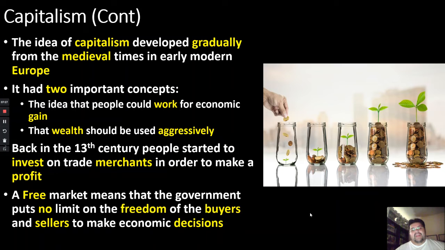So the idea of capitalism developed gradually over time from medieval times in early modern Europe. Okay, they basically had two major concepts. One, the idea that people could actually work for an economic gain. Now I know right now you're thinking, well, duh, isn't that why people go to work, to make money and then prosper? Yes, now, but back then in the medieval times and before that, people basically worked to stay alive.